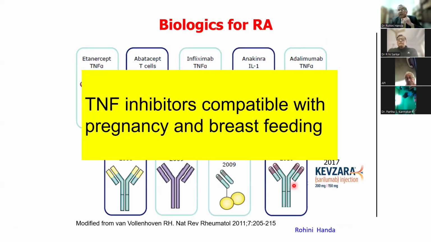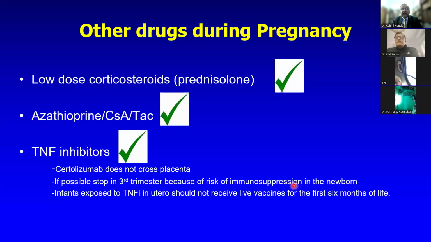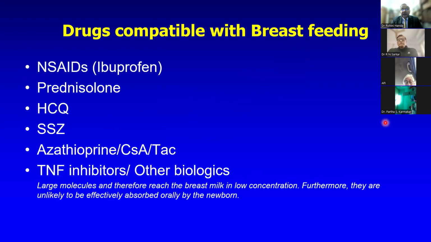So if you have a difficult rheumatoid, not getting better with sulfasalazine, hydroxychloroquine, or low dose steroids, then you can use anti-TNFs, which allow pregnancy and breastfeeding. Other drugs permitted during pregnancy: low dose steroids, azathioprine, cyclosporin, and this is more important for lupus. We don't use these drugs so much in rheumatoid arthritis, and anti-TNFs.